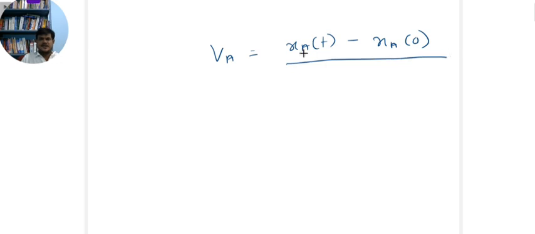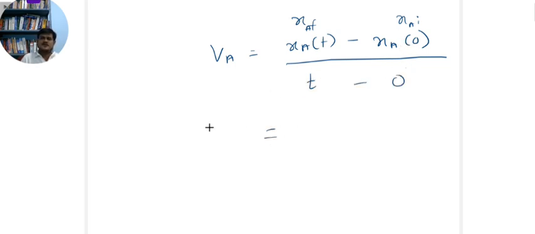Okay, I'm going to define velocity of A is equal to x_A(t) minus x_A(0), divided by time. This is the final position of A, this is the initial position of A. So the shortest distance between these two points is the displacement over this time. In this position, time is t, and in this position, time is 0.